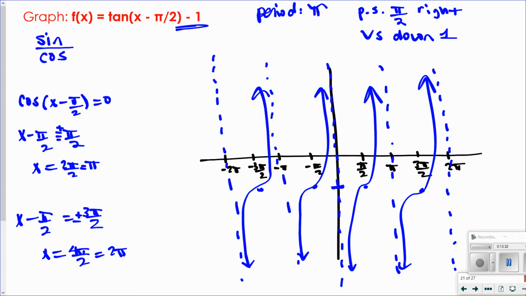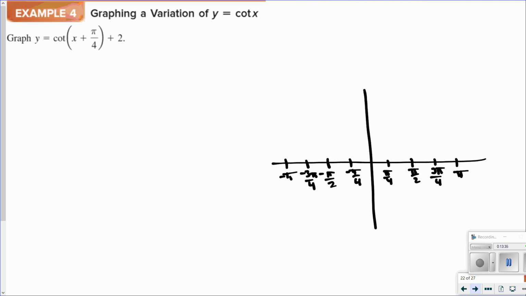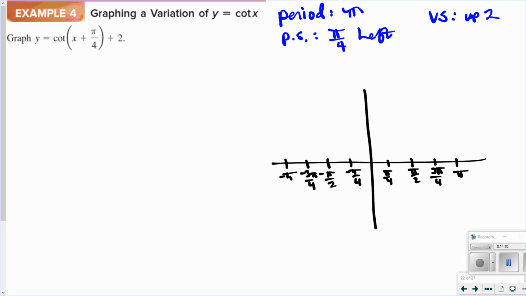Okay, one more. We have a cotangent graph this time. Again, I have my scale up here from 0 to pi in both directions, and we'll talk about why when we get there. But just like the other one, the first thing I'm going to do is identify transformations. So period is pi. Don't make that mistake. And it does not have a period change, so it's going to stay pi. We have another phase shift, this time pi over 4 to the left, and a vertical shift up 2.